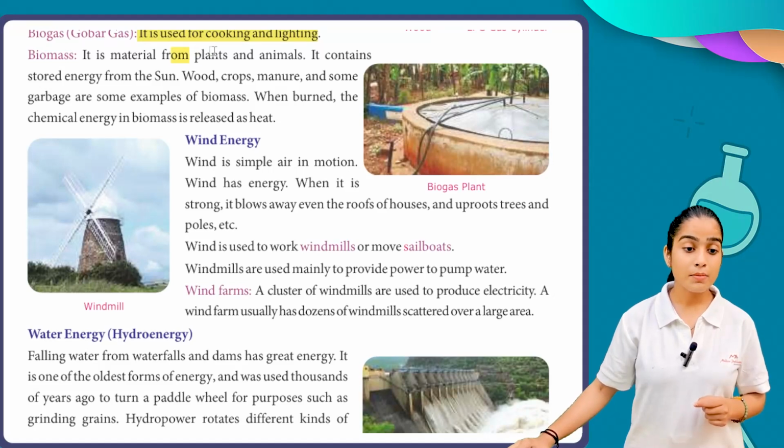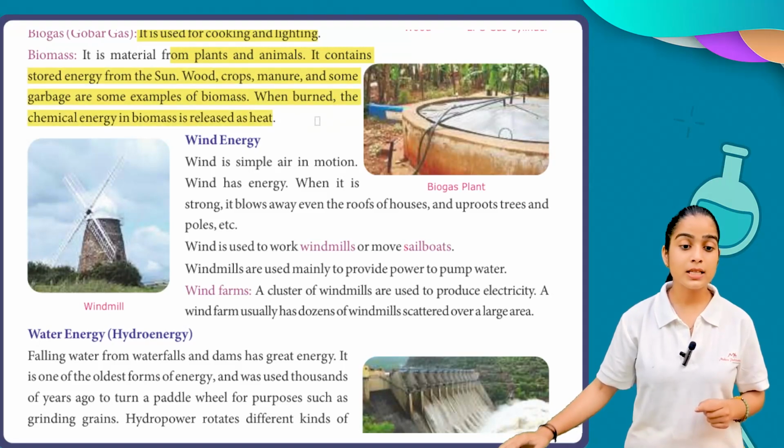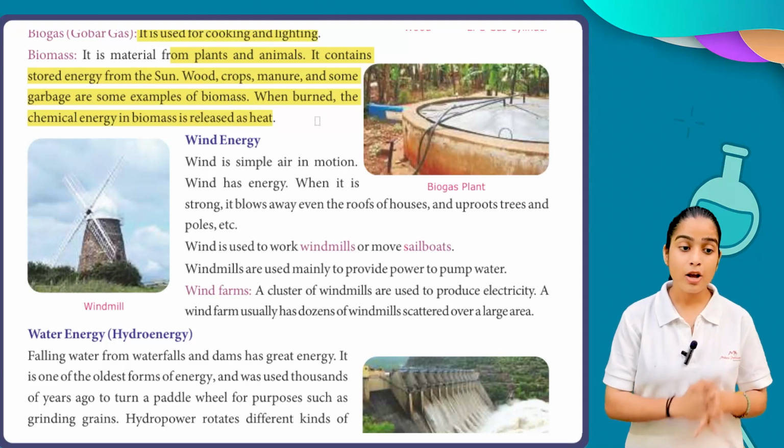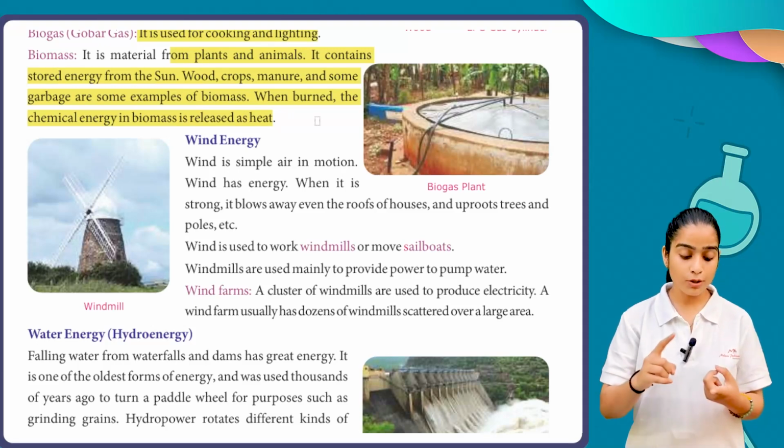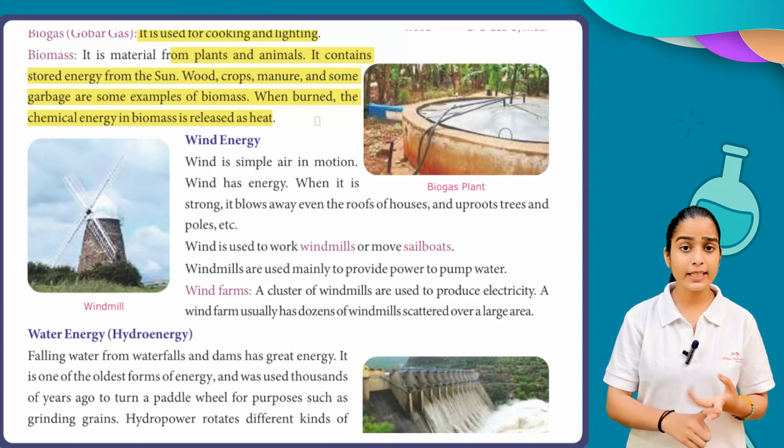Biomass is a material from plants and animals. It contains stored energy from the sun. Wood, crops, manure and some garbage are examples of biomass. When burned, the chemical energy in biomass is released as heat. So we can use biomass for cooking our food and for lighting also.